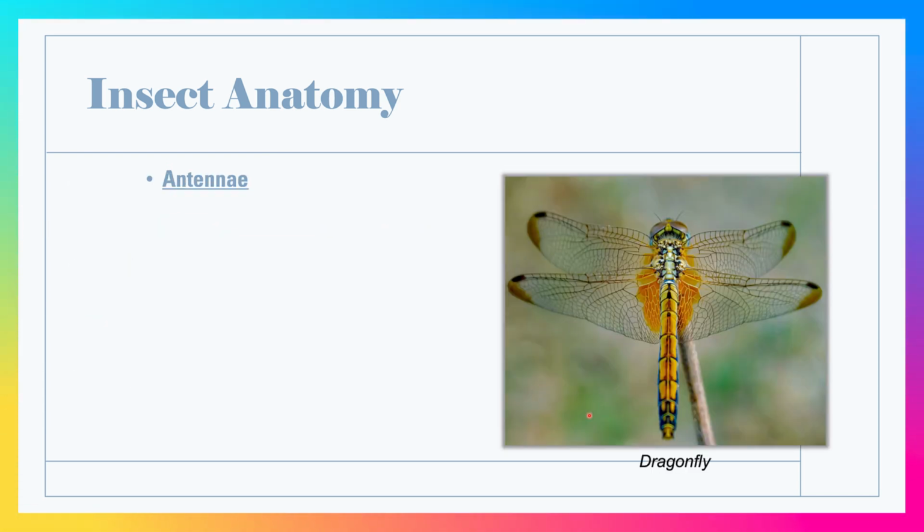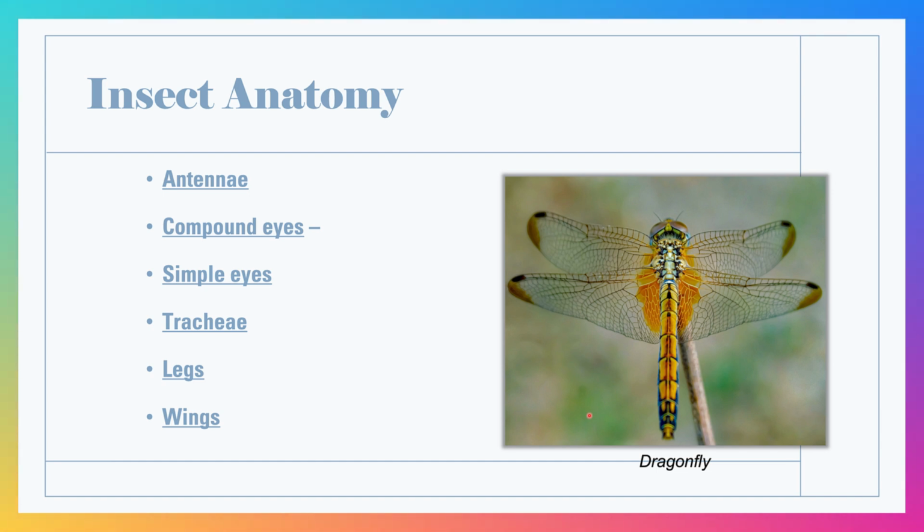First of all, insects have antennae. They have compound eyes, simple eyes, trachea, and legs, and wings. Now, we will go through each of these parts of the insect anatomy in more detail, but these are various aspects of the insect anatomy that you'll need to understand.